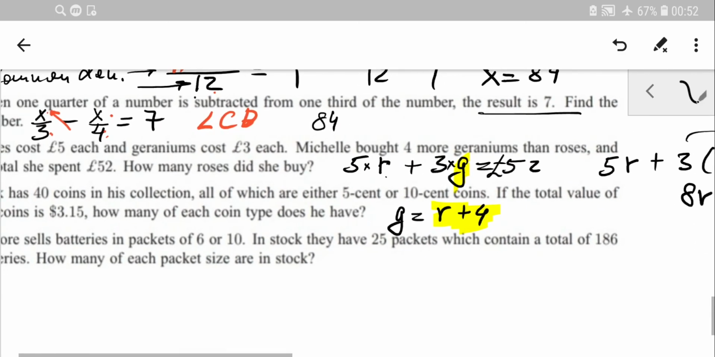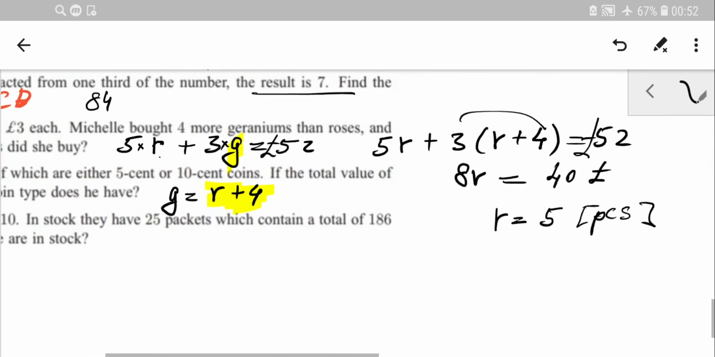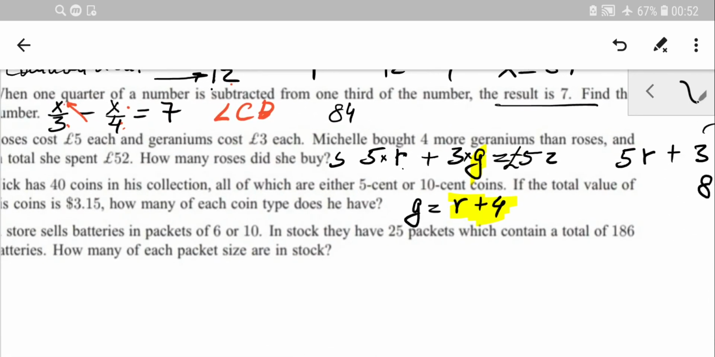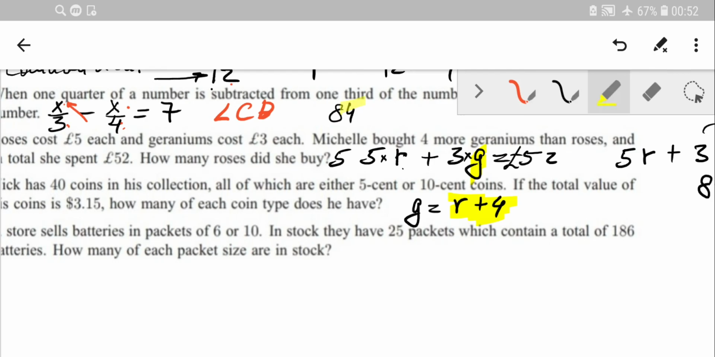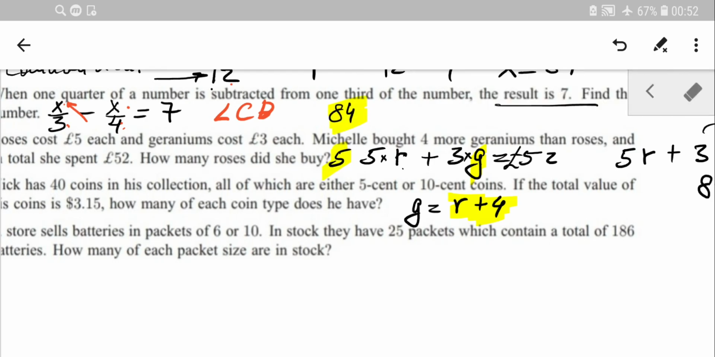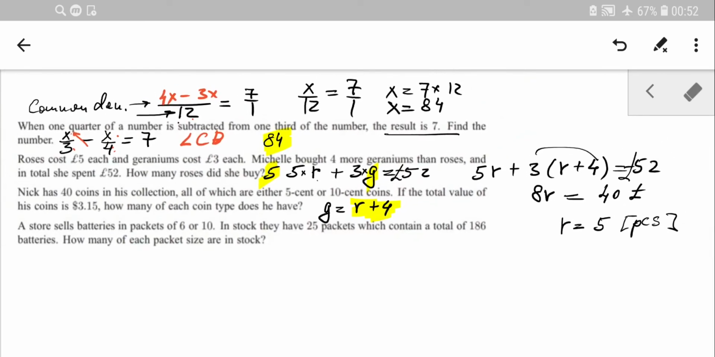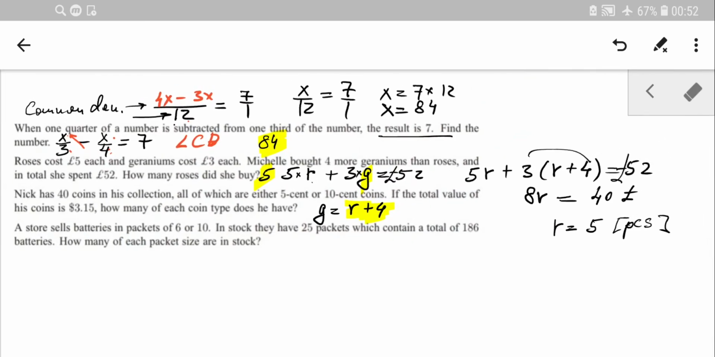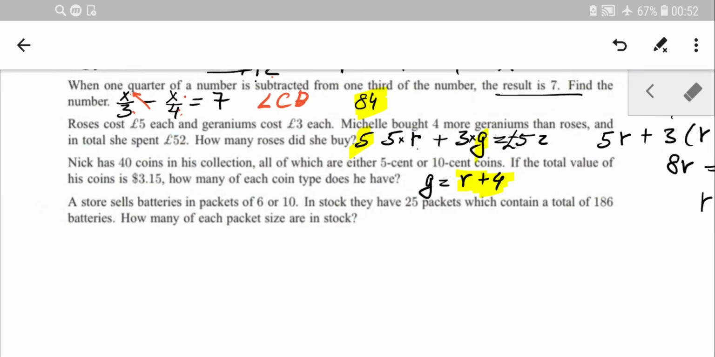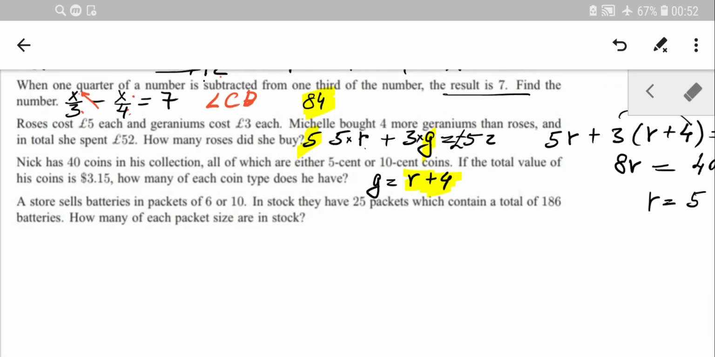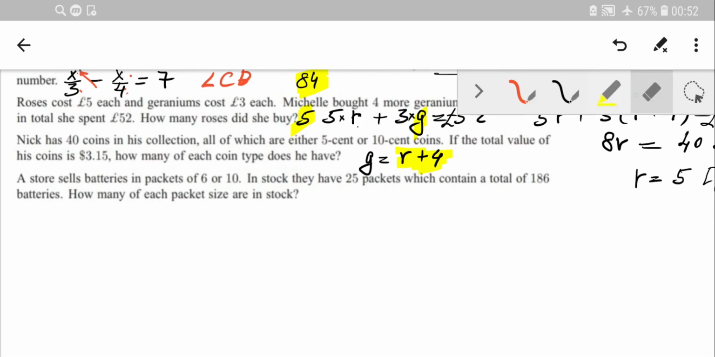How many roses did she buy? So 5. The answer is 5. So we'll get answers 84 and 5 here. One more time, have a look at the solutions. Alright, so next one. Nick has 40 coins in his collection. So I'll put an arrow here indicating that we solved that.